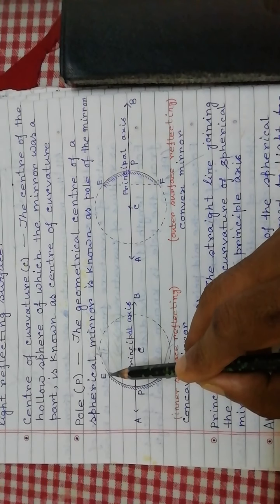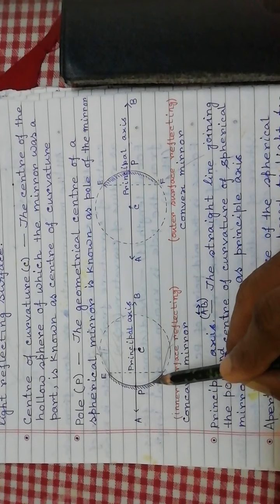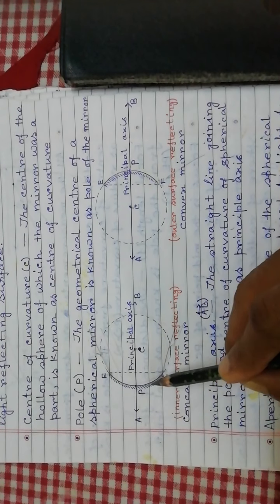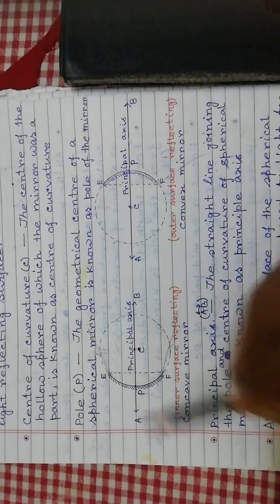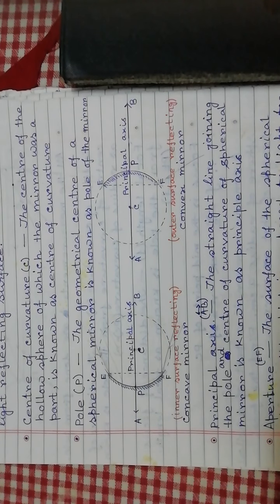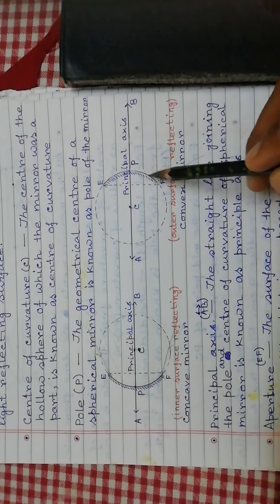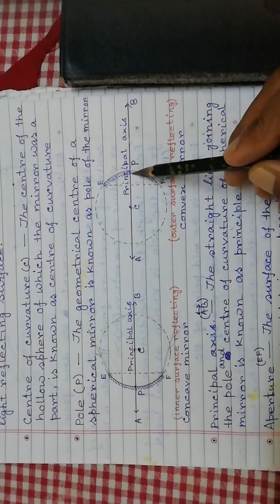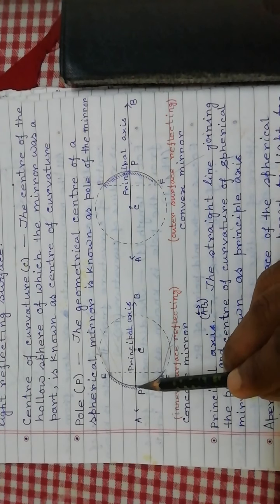Now the pole is the geometrical center of the spherical mirror. Say this is the concave mirror, from E to F. This middle point, midway along the mirror, is the pole. Here also in the convex mirror, it is midway along the length of the mirror, so it is the pole. The pole is indicated by the letter P.